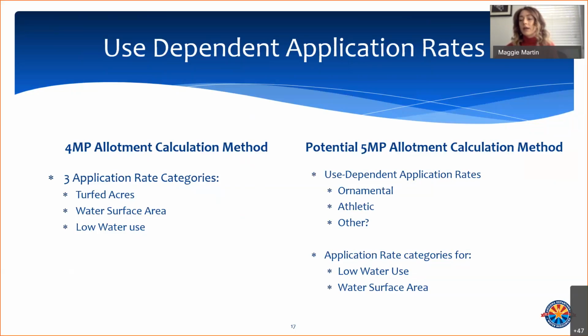Similar to the fourth management plan, there would also be an application rate for low water use acres and water surface acres. The water surface acres application rate would remain the same as in the fourth management plan for the respective AMAs, and the low water use application rate would be updated. In updating the golf application rates, we had a presentation and recommendation from Dr. Paul Brown of the University of Arizona. We would update this application rate to reflect Dr. Brown's suggestion of 0.74 acre feet per acre.